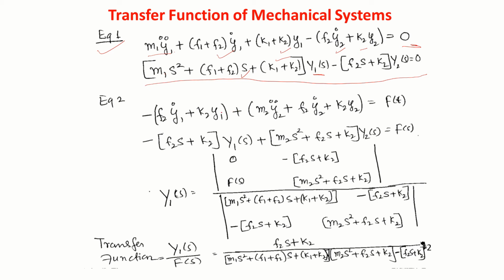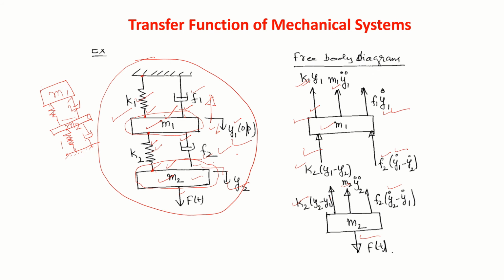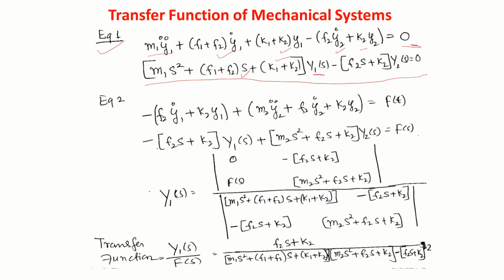Similarly, let us write the equation connected with mass m2. First, let us collect the y1 terms. There is no y1 double dot term. So the y1 dot term is there. That is minus F2 y1 dot, this one. So minus F2 y1 dot.